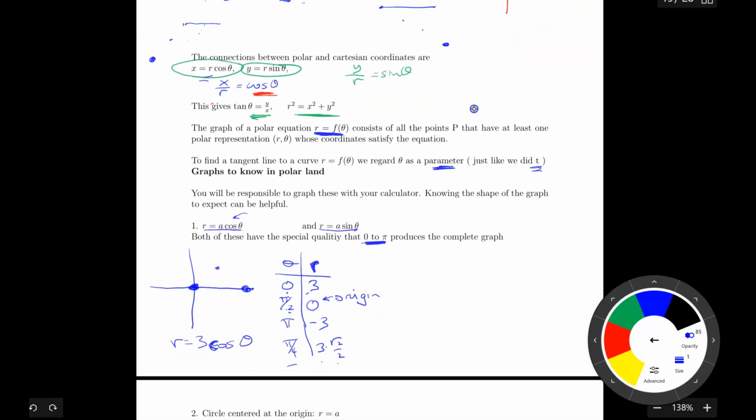And then let me do one more point here. What if I did 3 pi over 4? At 3 pi over 4, I would get 3 times negative root 2 over 2. So the angle 3 pi over 4, which would be over here, go the opposite direction, so I'd be down here. And then angle pi gives me negative 3. So angle pi is over here, and go a distance of negative 3, which means you go all the way over here. So this is the circle that results. 0 to pi to go all the way around, and the cosine graphs are going to be symmetric with respect to the x-axis. That's just a fact.